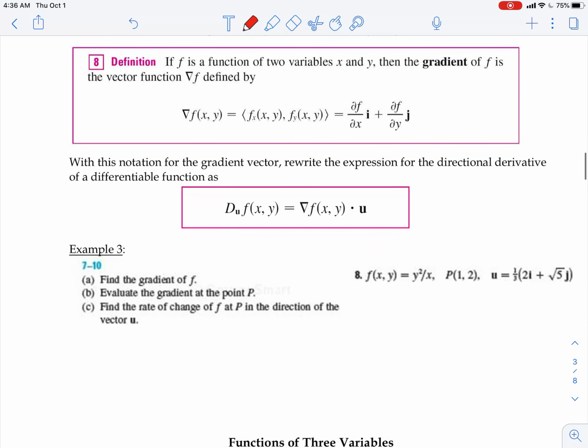unit form, and then you also have it in standard basis form. All right, so with this notation for the gradient vector, we can rewrite the expression for the directional derivative of a differentiable function as just the dot product of the gradient of f and the unit vector.